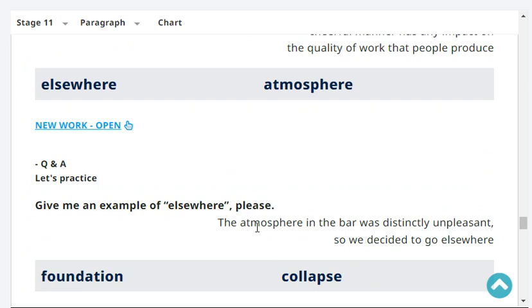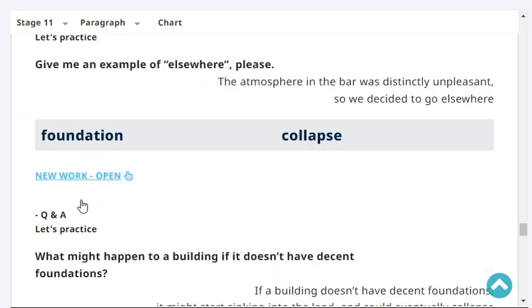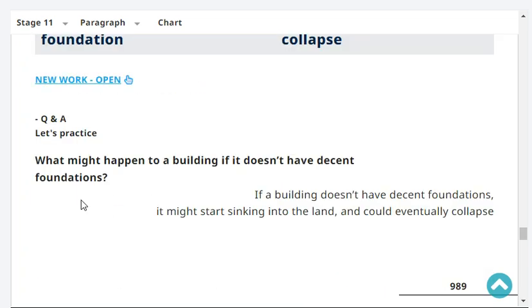Give me an example of the word elsewhere, please. The atmosphere in the bar was distinctly unpleasant, so we decided to go elsewhere. Very good.